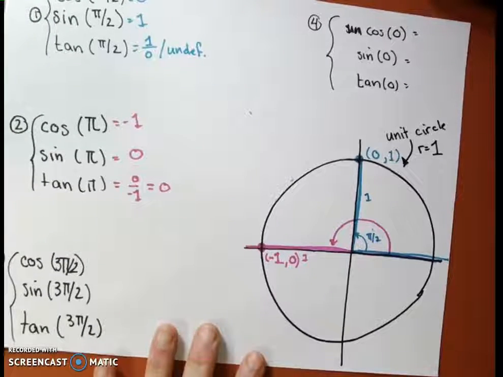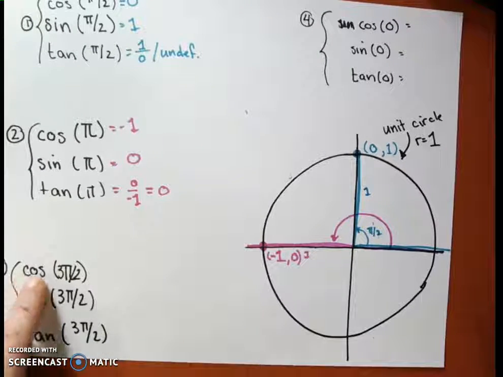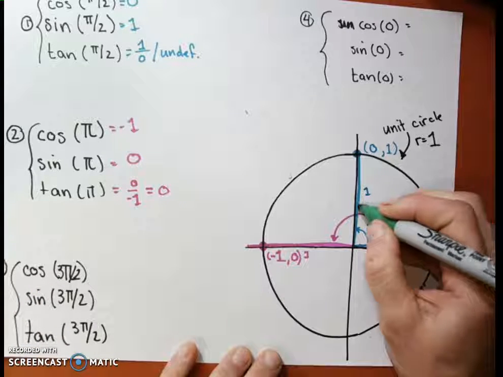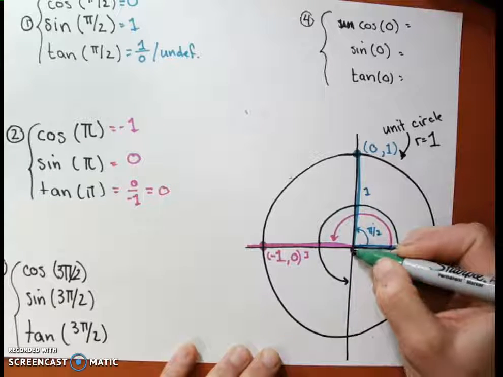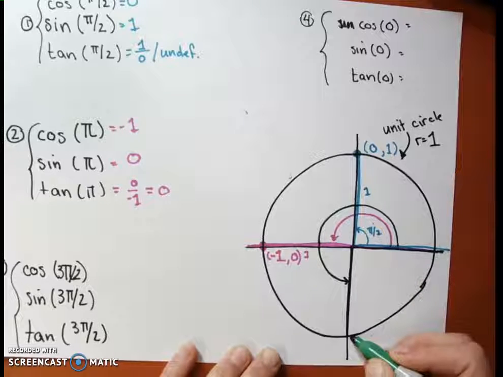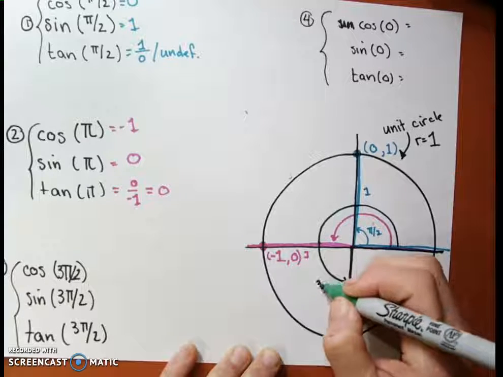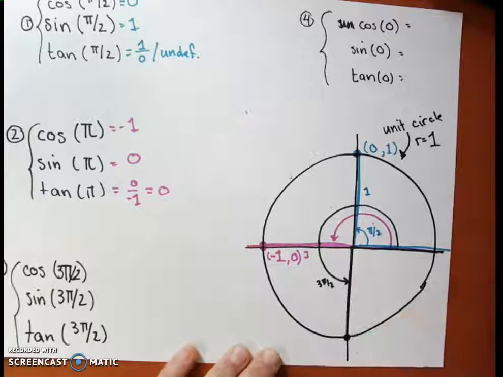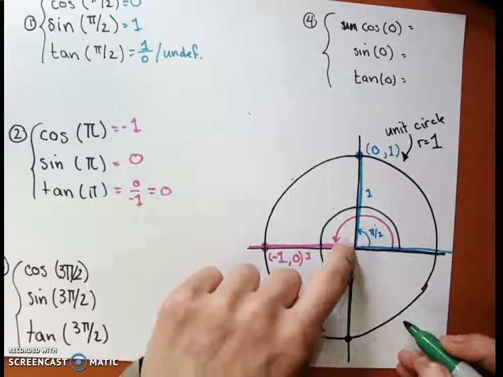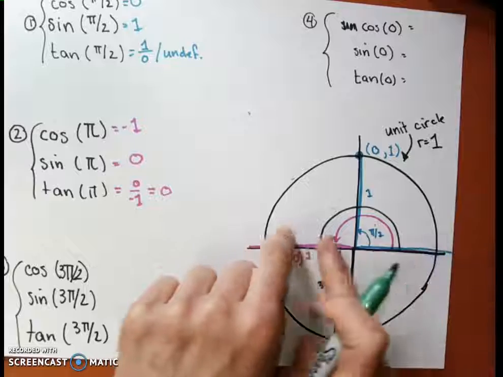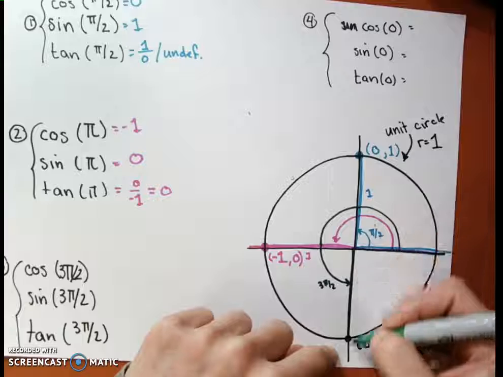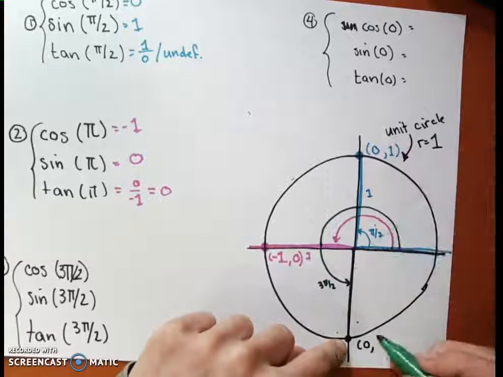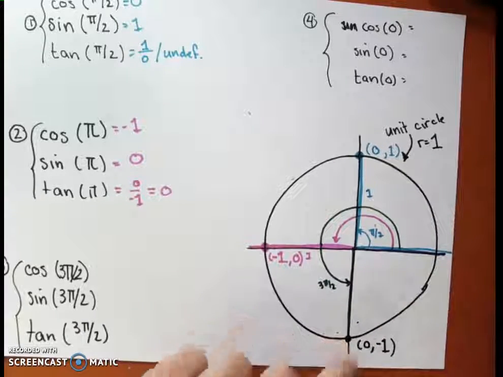Two more quick examples. To get cosine, sine, and tangent of 3 pi over 2, well, if this is pi over 2, 2 pi over 2, 3 pi over 2, then I end here. So this is the point on the unit circle that corresponds to 3 pi over 2. It has coordinates. Well, let's see, did I go any way along the x-axis? No, so the x-coordinate is 0. Along the y-axis, I've gone down 1, so the y-coordinate is -1.